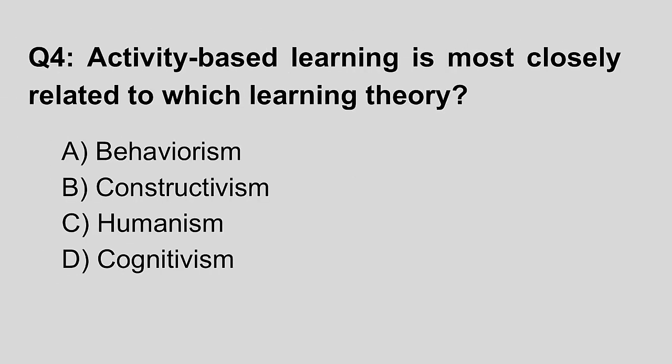Let's bring in some theory. Active-based learning is most closely related to which learning theory? Behaviorism, Constructivism, Humanism, or Cognitivism? The correct answer is Constructivism. Constructivism is all about students building their own understanding, not just reading or listening, but actually doing experiments, role plays, group work. These activities help students learn from experience. So, if you like hands-on learning, you are actually using the constructivist method.